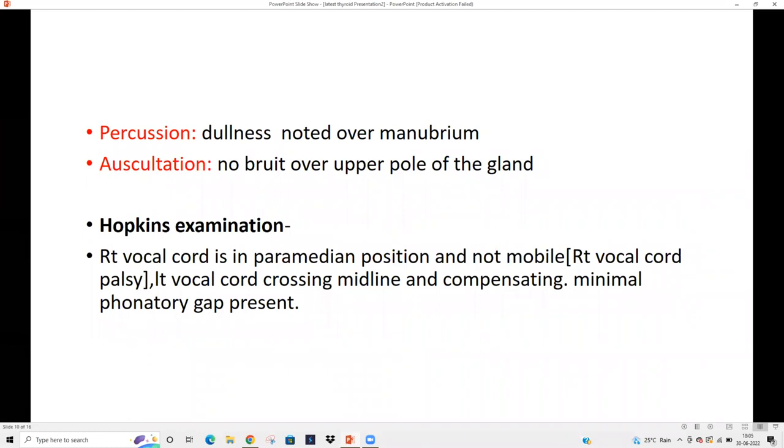Percussion. On percussion, there is a dull note over the upper part of the manubrium, and on auscultation, there is no bruit over the upper pole of the thyroid gland. So, Hopkins examination, right vocal cord is in paramedian position and non-mobile. Left vocal cord is crossing the midline, compensating with a minimum phonatory gap.